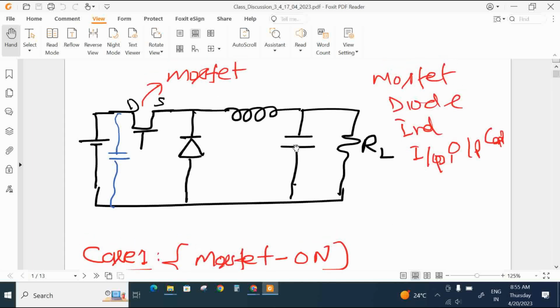This MOSFET is working as a switch here. Some IC should be there such that it will control the duty cycle of your MOSFET. Then there could be two cases. Case 1 when your MOSFET is on, case 2 when your MOSFET is off. Let's discuss both cases.